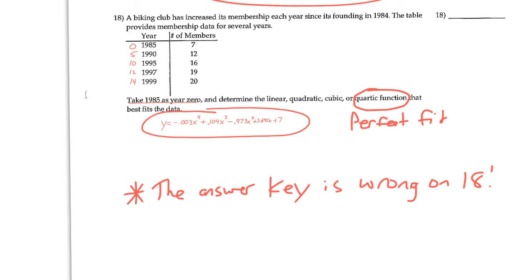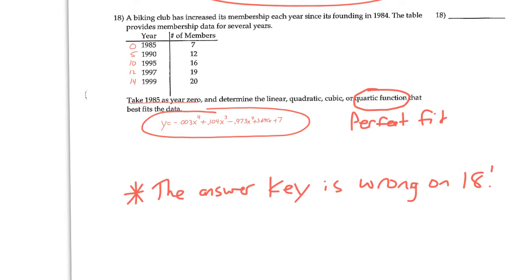Number 18, just a couple of things to note before you enter things into the calculator. It says take 85 as year 0, so start 0, 5, 10, 12, and 14 for the years. Put those into the calculator in list 1, and 7, 12, 16, 19, and 20 in list 2, and then do your stat calc linear regression, quadratic regression, cubic regression, and quartic function.